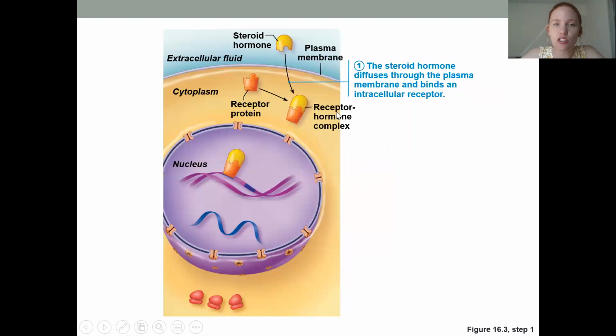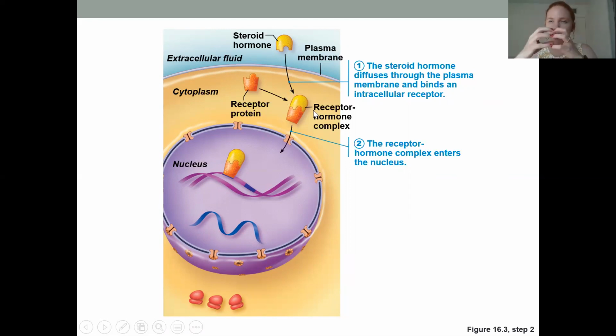Once they're in the cell, they're going to bind to the receptor. So the receptor for lipid-soluble hormones is going to be inside of the cell. Once they are bound together, they create a little receptor-hormone complex. And then they travel to the nucleus. What do you think they do in the nucleus? What's in there? DNA is in there. And what do you use DNA for? You use the DNA to do protein synthesis. So that's what they do.